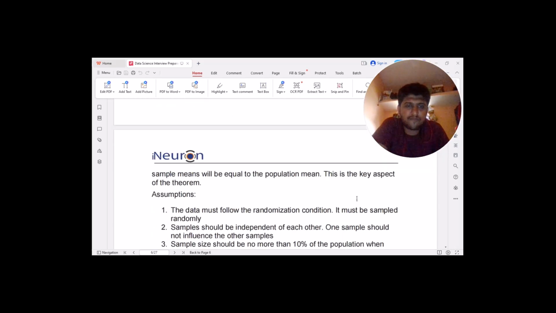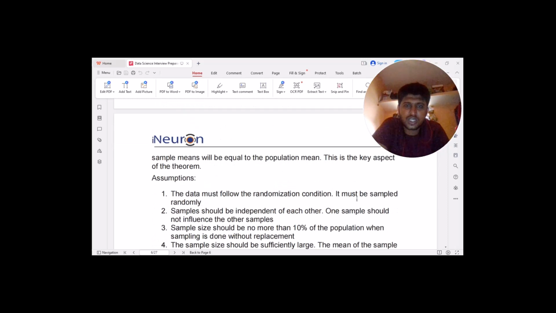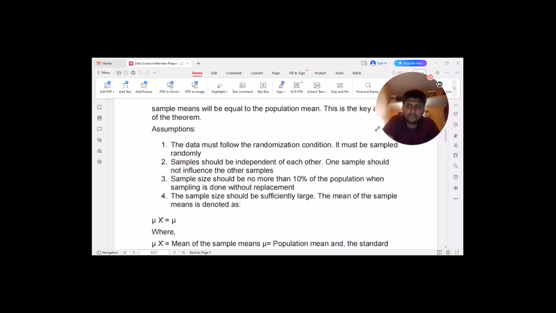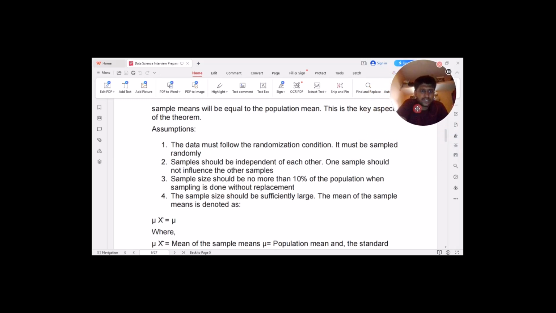The average of the sample means is equal to the population mean. This is a key aspect of the theorem. And what are the particular assumptions of the central limit theorem? The data must follow the randomization condition; it must be sampled randomly. Second, samples should be independent of each other. One sample should not influence the other samples. The sample size should not be more than 10% of the population when sampling is done without replacement. And the sample size should be sufficiently large.